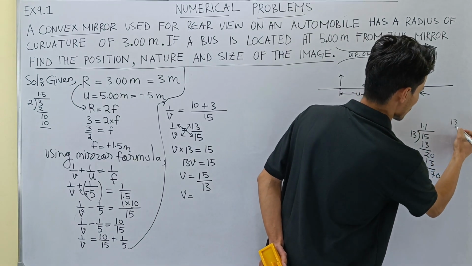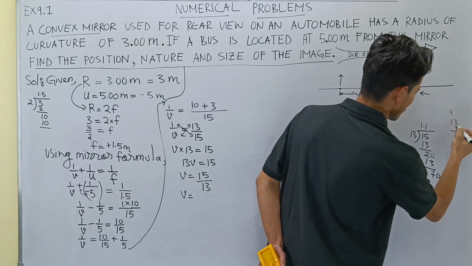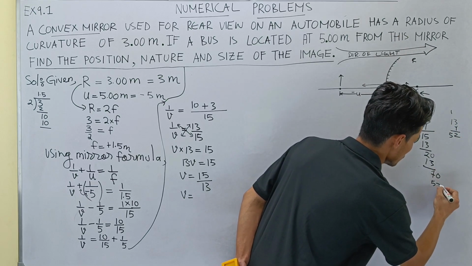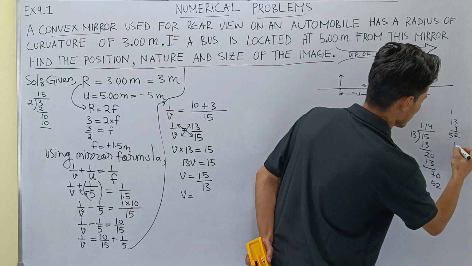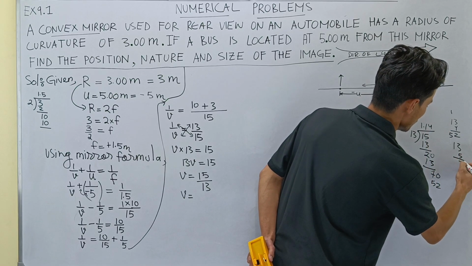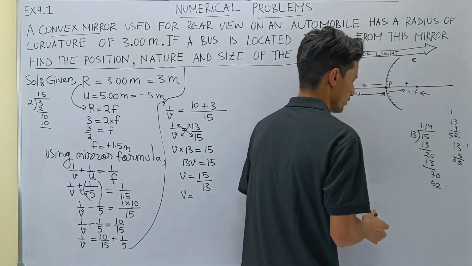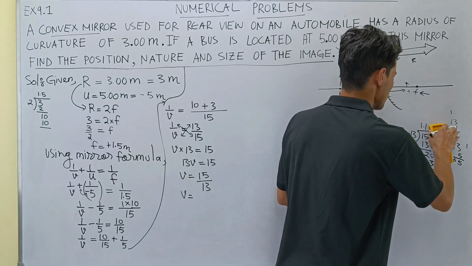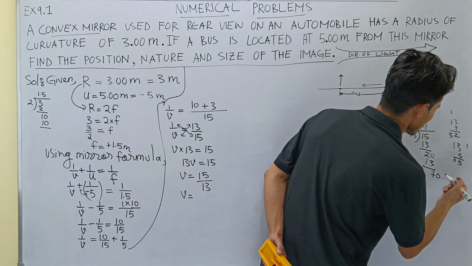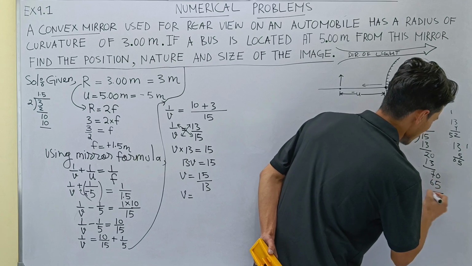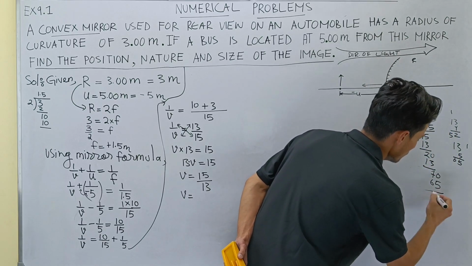So 13 times 4. 4 3s are 12. 1 in hand, 4 1s are 4, 5, 52. So 52. Okay. With 13 into 5, how much? 5 3s are 15. 1 in hand, 5 1s are 5, 6. Oh, I should go for, why am I going for 4? I should go for 5. 5 3s are 15, 1 in hand, 5 1s are 5, 6, 65. I can go for 5. Then this is 5.